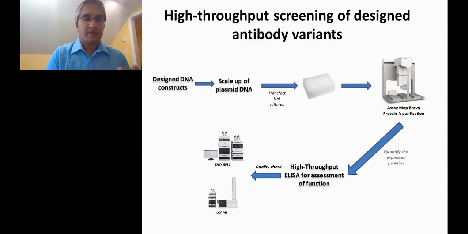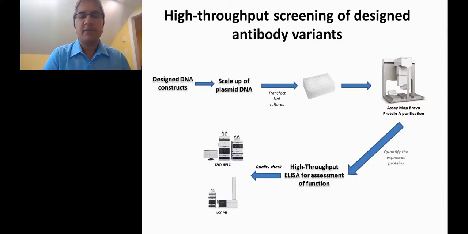So the typical workflow that we've developed for our antibody design and discovery is you have these design constructs, you make them, and the bottleneck right now for us is the 96-well transfections, which is still manual, but that can very easily be automated through a lot of these robotic transfection processes. And then the AssayMAP Bravo has a protein A micropurification.